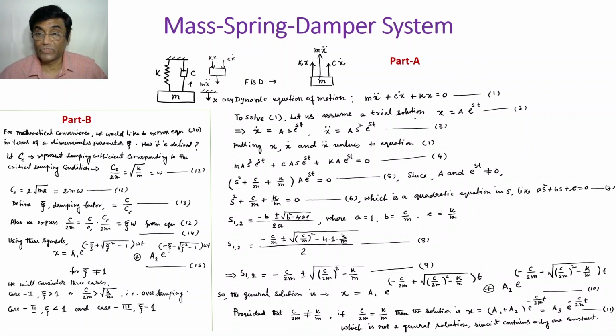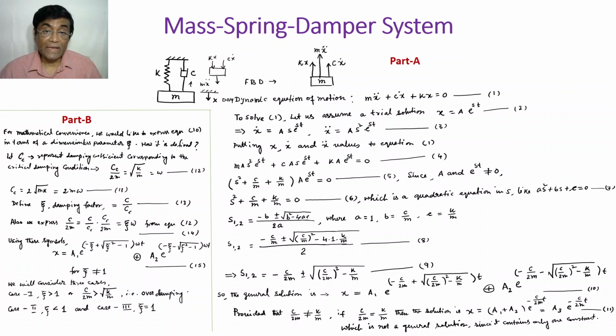Let us make a trial solution, because this is a differential equation. There is no straightforward way to solve it, so we'll make some trial. Let us take x = A e^(st) as our trial solution. If it is so, then just differentiate it with respect to time: ẋ = A s e^(st). And then double differentiate it: ẍ = A s² e^(st).